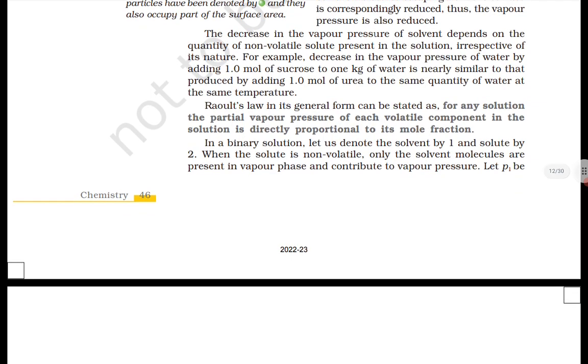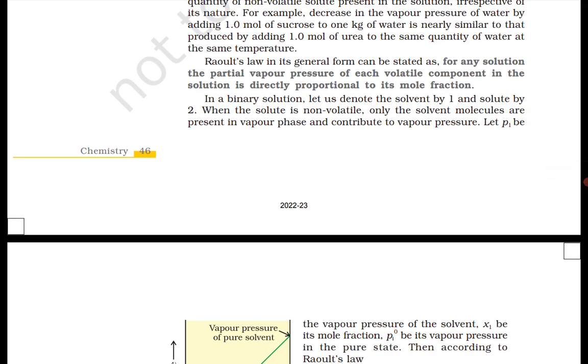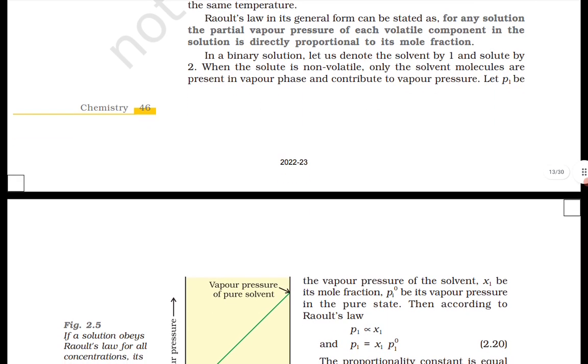The decrease in the vapor pressure of the solvent depends on the quantity of a non-volatile solute present in the solution, irrespective of its nature. For example, the decrease in the vapor pressure of water by adding 1.0 mole of sucrose to 1 kg of water is nearly similar to that produced by adding 1.0 mole of urea to the same quantity of water at the same temperature. Raoult's law in general form can be stated as: for any solution, the partial vapor pressure of each volatile component in solution is directly proportional to its mole fraction.